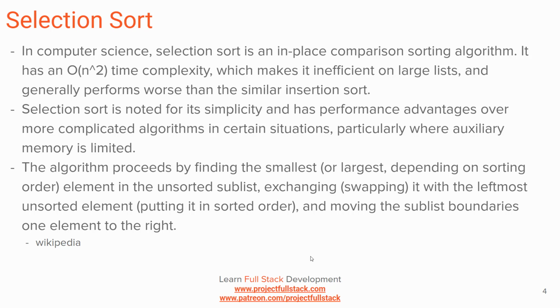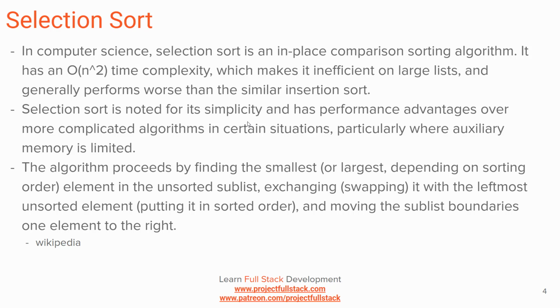Alright, so this is what selection sort is. In computer science, selection sort is an in-place comparison sorting algorithm. It has an O of n squared time complexity, which makes it inefficient on large lists and generally performs worse than the similar insertion sort. So n squared, right? That just means if I have an array of size 10, then 10 squared is 100. It's going to take 100 computations to sort that. Obviously, that's really not that bad for a list of 10, but how about 1,000? How about 10,000? You can see that it's not a very efficient algorithm. N squared is not a good time complexity.